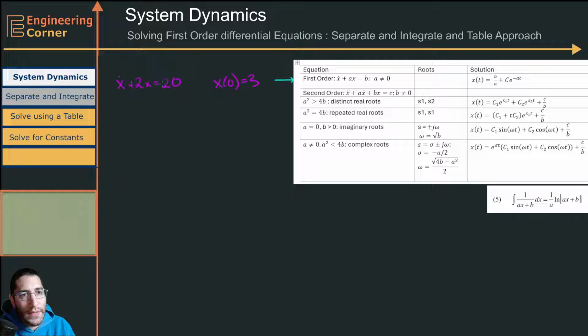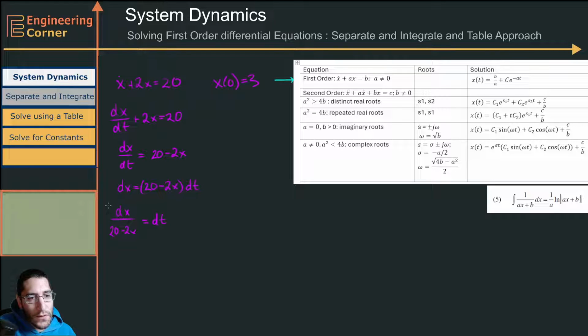If we look at this equation, x dot plus 2x is equal to 20, with an initial condition x at time 0 is equal to 3, we can rewrite this as dx dt plus 2x is equal to 20. Now, our goal is to make all the x's on one side of the equation and all the t's on the other side. To do this, I'm going to subtract over the 2x, so I have dx dt is equal to 20 minus 2x. Now I'm going to multiply both sides by dt, so I get dx is equal to 20 minus 2x times dt. And I'm going to divide this term over to the dx. So I get dx over 20 minus 2x is equal to dt. All right, now all my x's are on one side, all my t's are on the other, and I can integrate my equation.